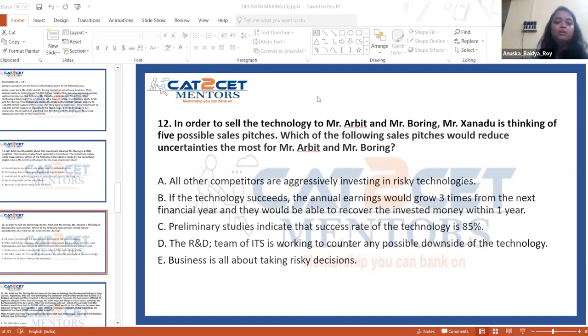And E, business is all about taking risky decisions. Again, an irrelevant option that can be eliminated outright. Okay, so the tussle is between B and C. Why did we choose C? Because C is based on facts. You can prove that 85% of the time we can succeed, and in B you cannot say that. It is: if technology succeeds, then you will get benefits. If it doesn't succeed, you lose.